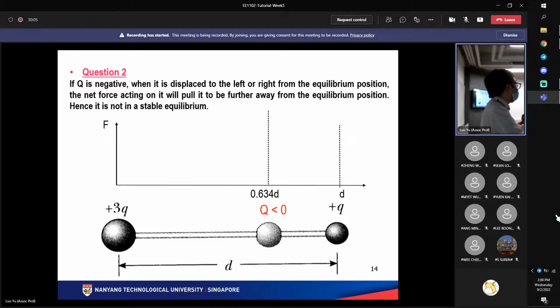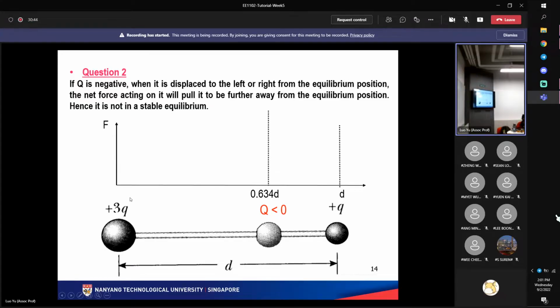Whether this non-zero net force will push the particle back to the equilibrium point or move it further away. If the particle shifts a little bit from its equilibrium point and the net force tries to push it back to the equilibrium point, we call this stable equilibrium. But if the net force tries to shift the particle further away from the equilibrium point, we call this unstable equilibrium.